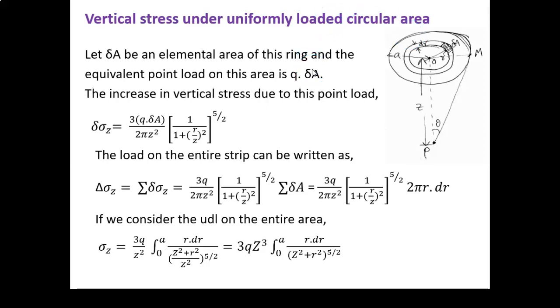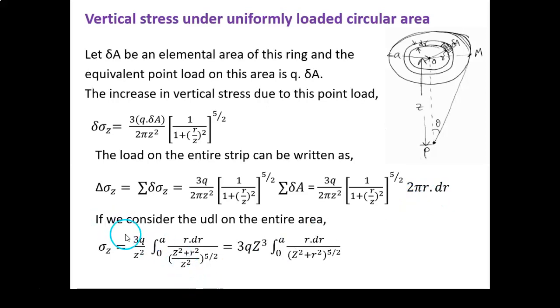Now, if we consider the Boussinesq point load equation, we can write delta sigma z equal to 3 q delta A divided by 2 pi z square into 1 by (1 plus (r by z) square) to the power 5 by 2. The load on the entire strip can be written as delta sigma z equal to sigma delta sigma z, which is equal to 3q by 2 pi z square into 1 by (1 plus (r by z) square) to the power 5 by 2 sigma delta A. This sigma delta A value can be taken as 2 pi r dr, perimeter into thickness of the strip.